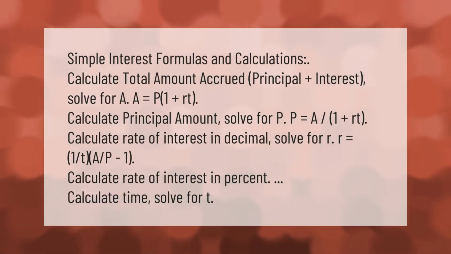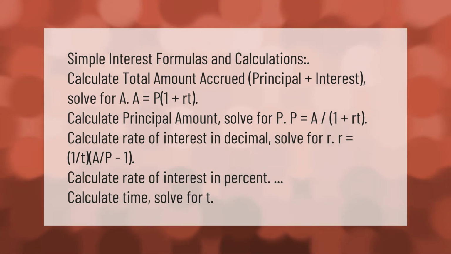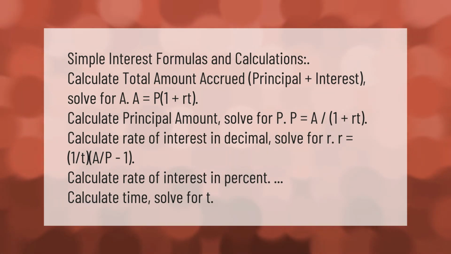Simple interest formulas and calculations. Calculate total amount accrued, principal plus interest, solve for A: A equals P times (1 plus RT). Calculate principal amount, solve for P: P equals A divided by (1 plus RT). Calculate rate of interest in decimal, solve for R: R equals (1/T) times (A/P minus 1). Calculate rate of interest in percent. Calculate time, solve for T.